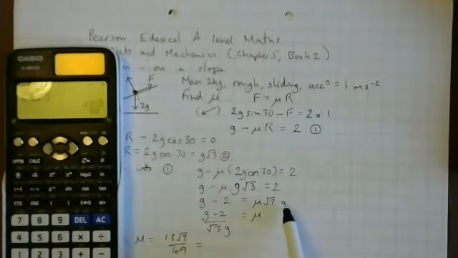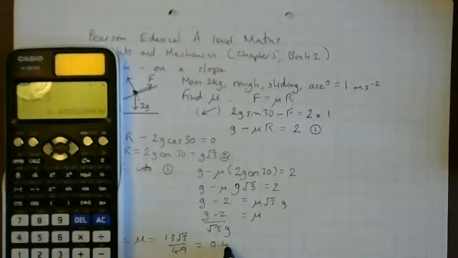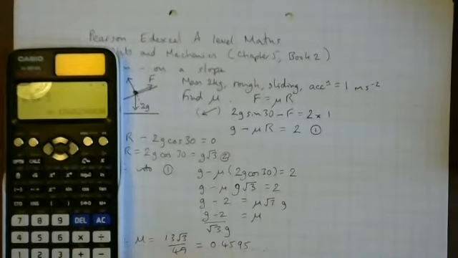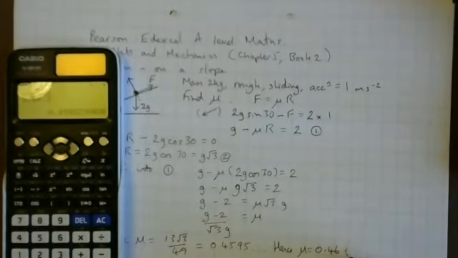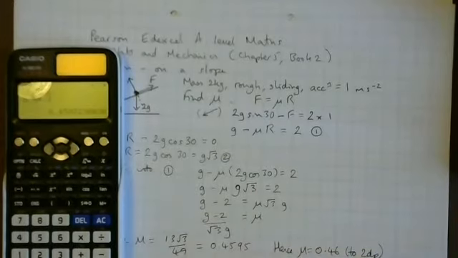We've estimated g as being 9.8, so we don't really want that as being the answer. Go S to D, 0.459. Put too many decimal places in this part of the answer, indicate it carries on, and then say hence mu equals 0.46, sorry, to 2 decimal places. That's all they want.